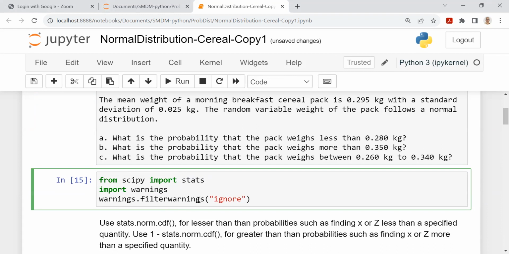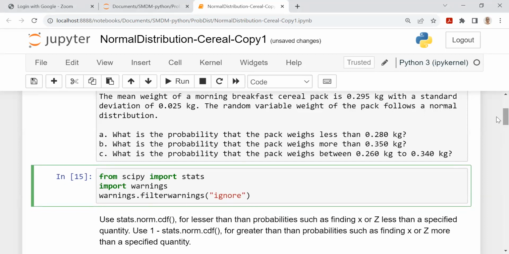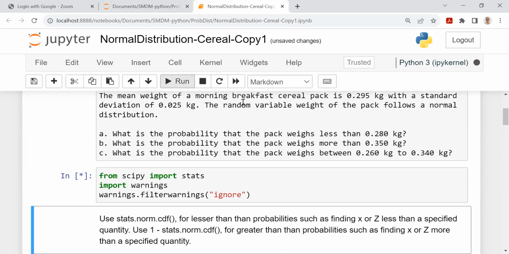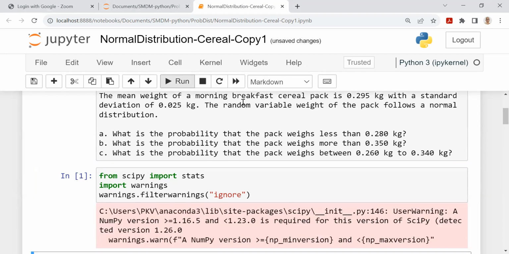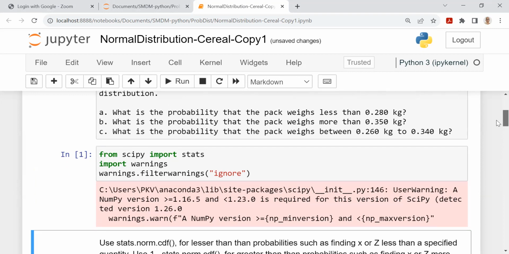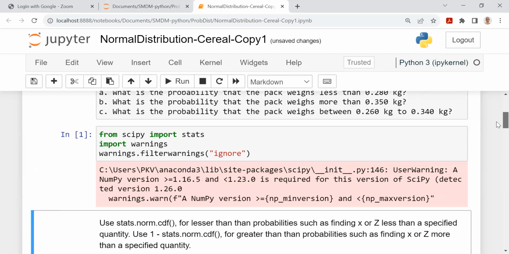Since sometimes we get warnings, we don't want them to be displayed, so I put import warnings, then warnings.filterwarnings ignore, so that it is ignoring. I'm executing this first in order to do the problem. I have executed that. The computer still gives a warning, and let's ignore that. It should normally accept it, but it doesn't matter.